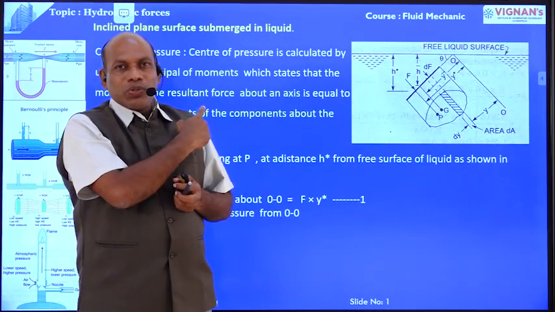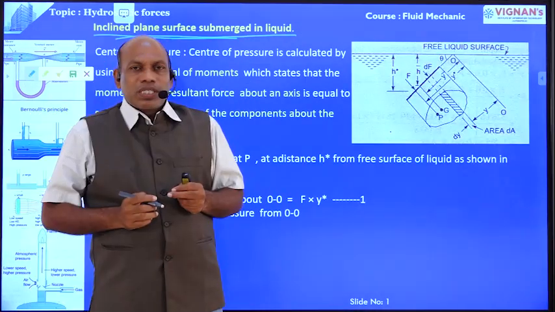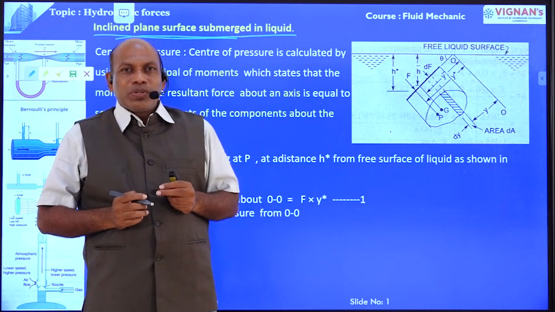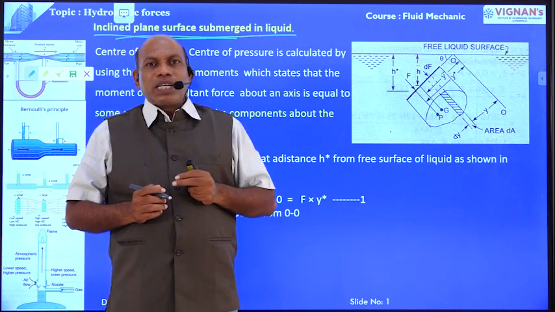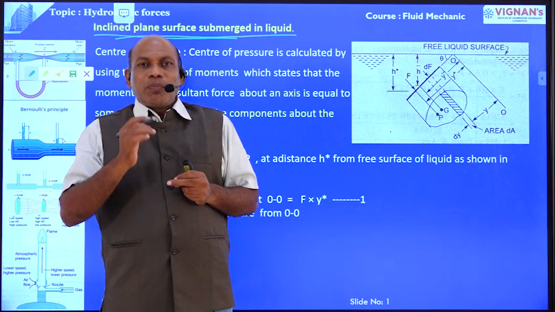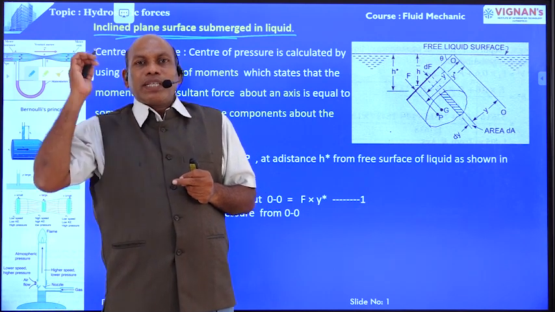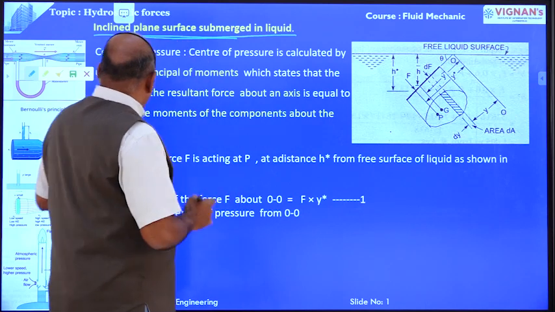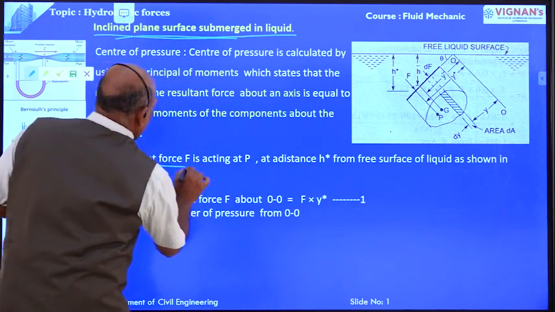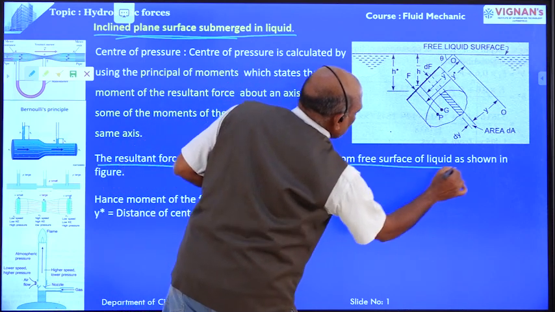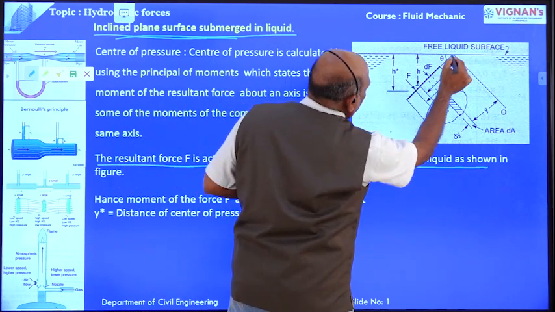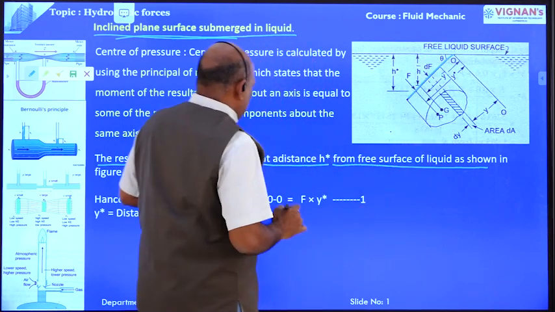Right, now we are going to determine the center of pressure. The center of pressure is determined by using the principle of moments. It states that the moment of the resultant force is equal to the sum of the moments of the components about the same axis. Now, the resultant force F acts at P at a distance h star from the free surface of the liquid. This is the diagram I have already explained.